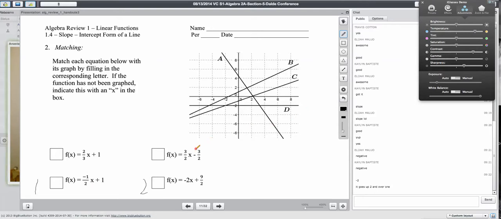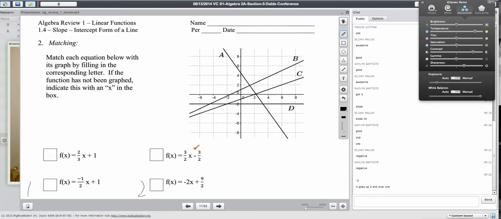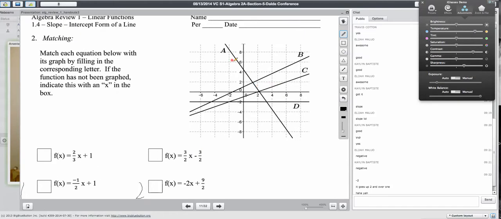It goes up 2 and over 1. You mean that it goes down 2 and over 1. That's what you mean, right? It goes down 2 over 1. We're looking at A, right? So start at 4, you go down 2, across 1. You go down 2, across 1, and there you are. Boom, you're at another point. You go down 2, across 1. Does that make sense? Yes, absolutely.